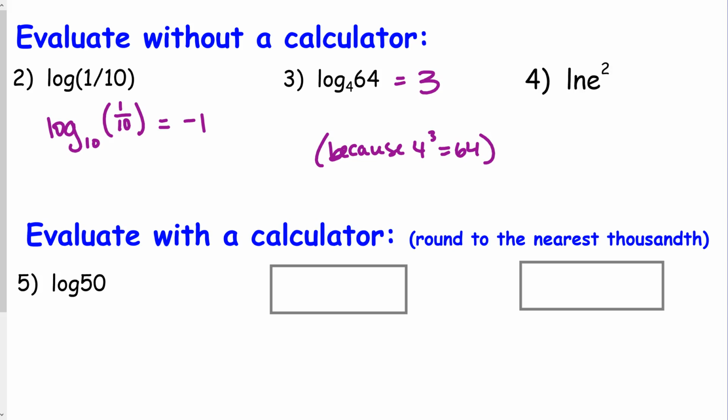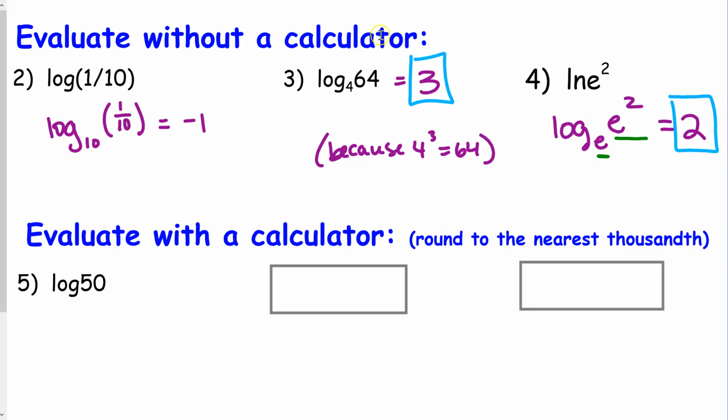Natural log of e squared. Okay, so you remember that natural log means log base e. So this is equivalent to saying log base e of e squared. Now, do you see the exponential function canceling with the logarithmic function, leaving you with just 2? Or in other words, you could say e to what power gives me e squared? Well, it would have to be e to the 2nd power gives me e squared. So our answers are 2 and 3 and -1.